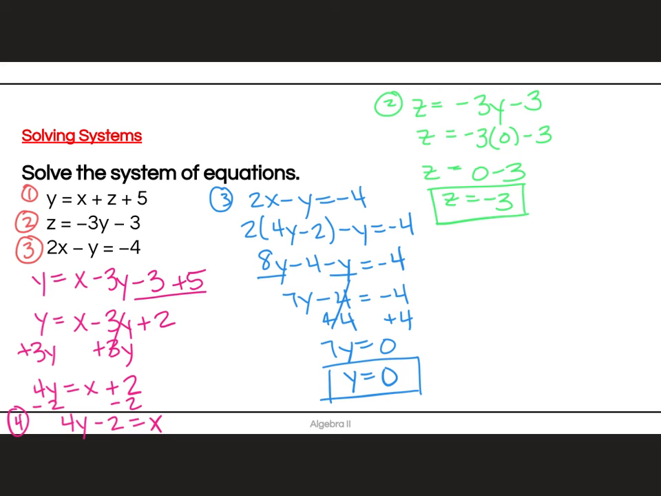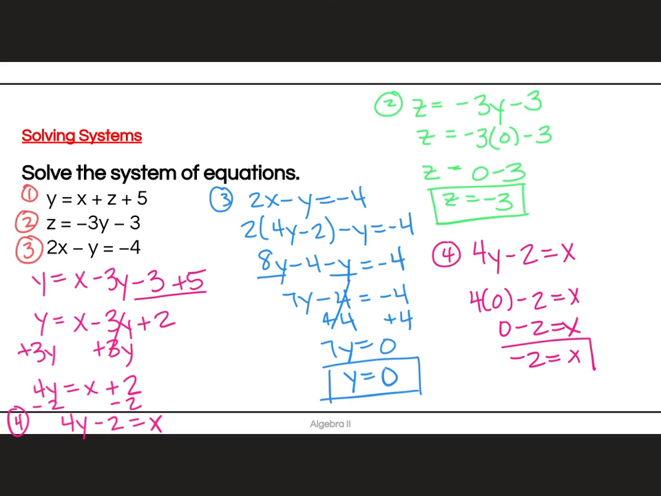So I have a z, I have a y. Now I need x, right? Well, if you look back at equation number 4, I told you that 4y minus 2 is equal to x. So that means 4 times 0 minus 2 is x. So 0 minus 2 is x. So negative 2 is x. So we have now values for x, y, and z. And all I did was substitute into various equations.